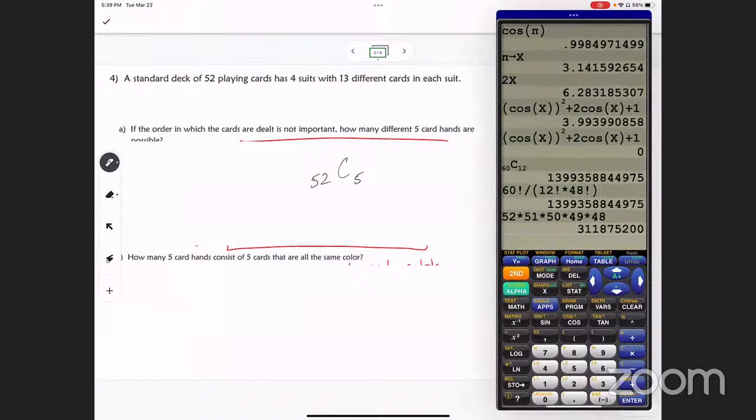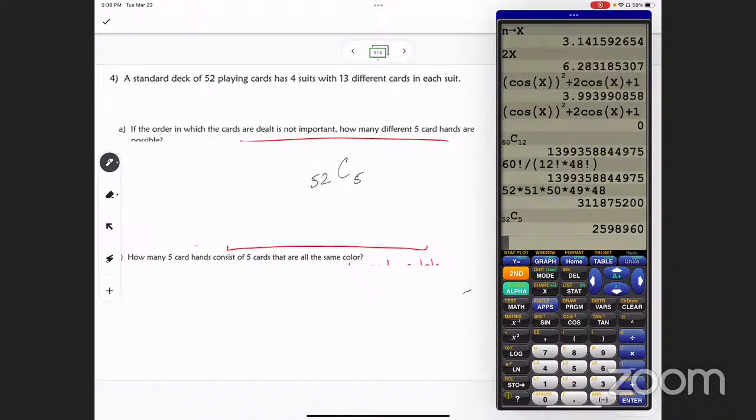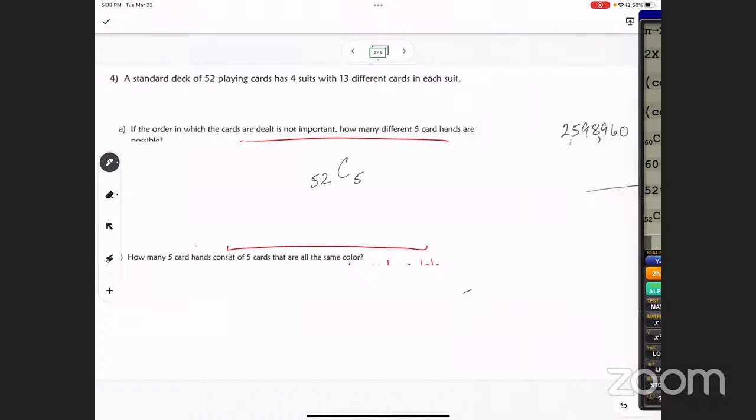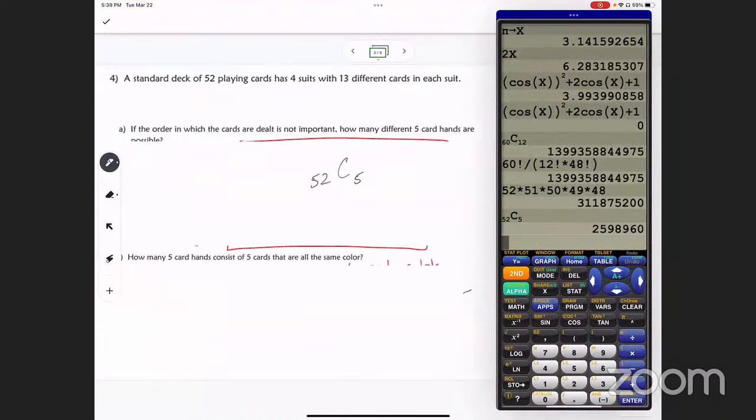Okay. So let's go second enter, second enter, second enter. So it's 52 choose 5. 2598. Yeah, that's it. 2598960.